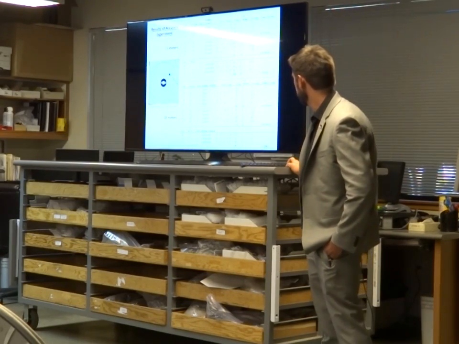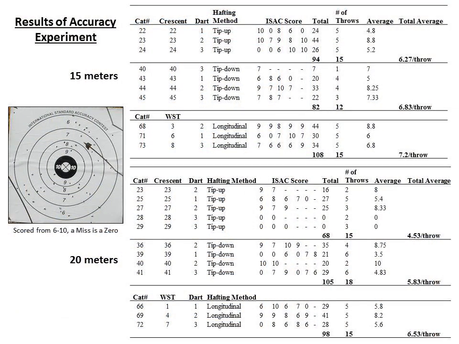For the accuracy experiment, they were all fairly equal. The western stem points were slightly more accurate at 7.2 compared to 6.83 and 6.27 for the tip-down and tip-up crescents respectively. And from 20 meters, the western stem points were slightly more accurate at 6.53 compared to 5.83 and 4.53 for the tip-down and tip-up crescents.